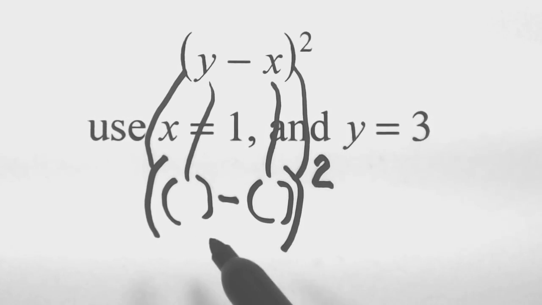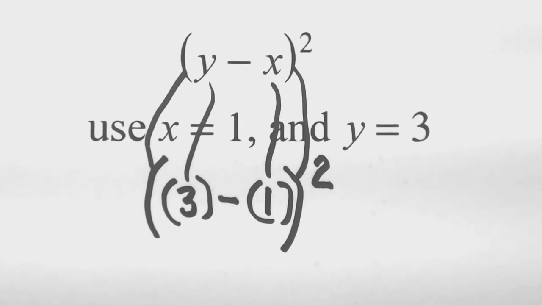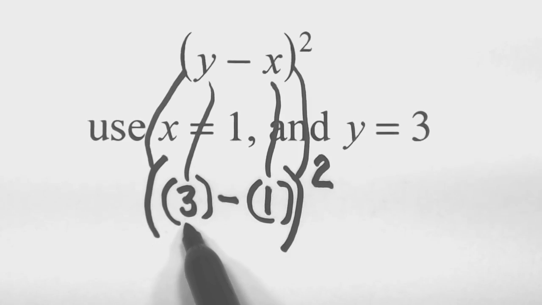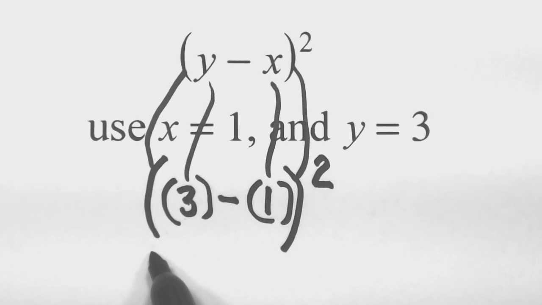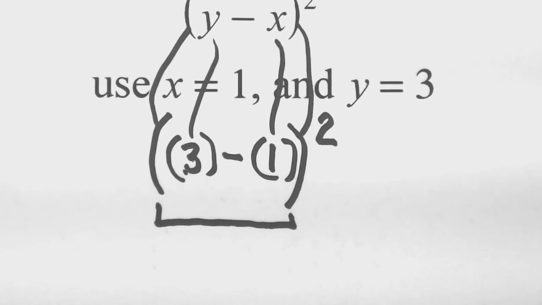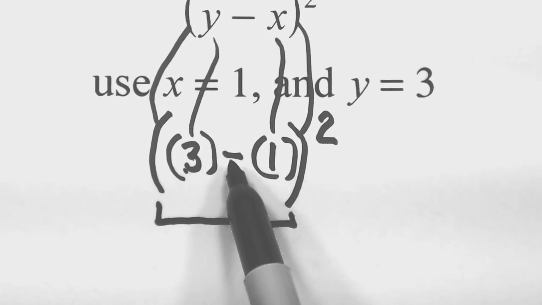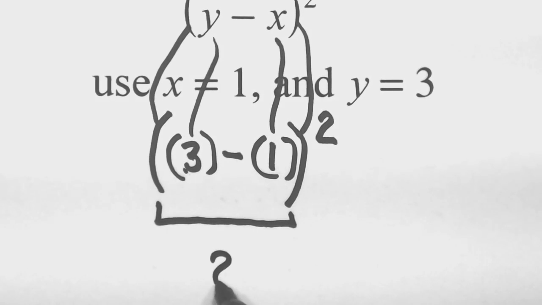Now, carefully put in the values. The first hole is y, which is 3. The second hole is x, which is 1. Now, remember your order of operations. You have to do anything in parentheses first, any of the grouping symbols. The 3 and the 1 inside here are already single numbers inside, so there's nothing to do inside them. But we do have this big set of parens right here, and this is not a single number inside it. So what we have to do to begin with is subtract 3 minus 1, which gives me 2.